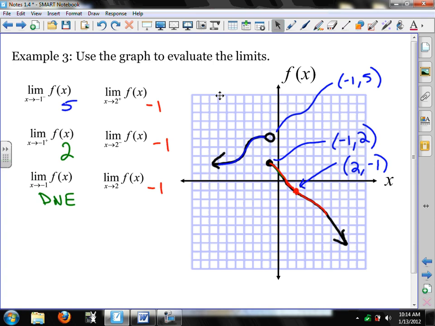So one-sided limits graphically, just looking at the graph, just come in only from the left or only from the right. In order for the limit to exist, those two things need to be the same.